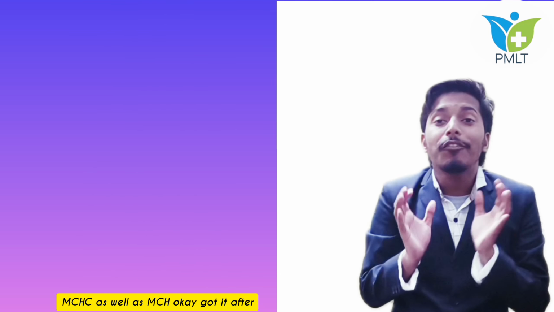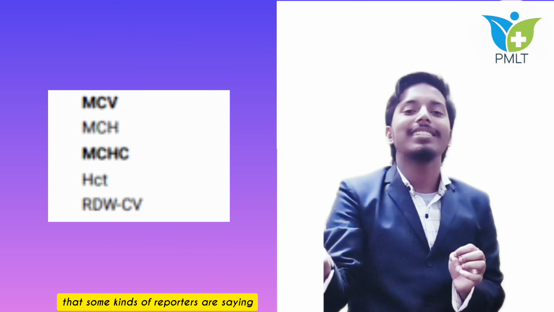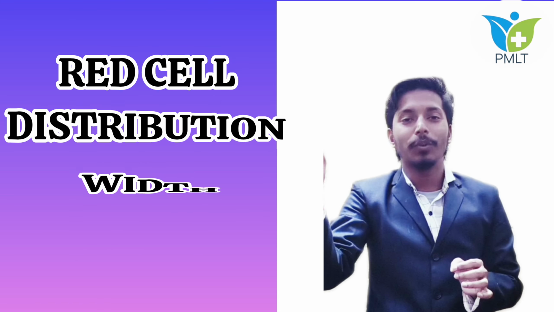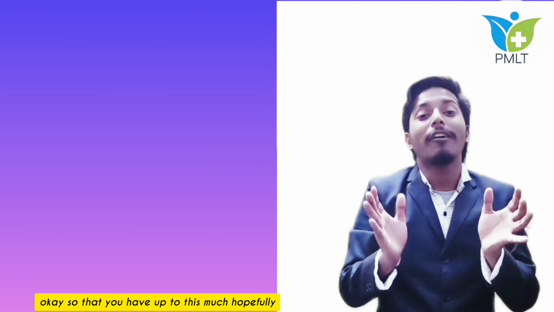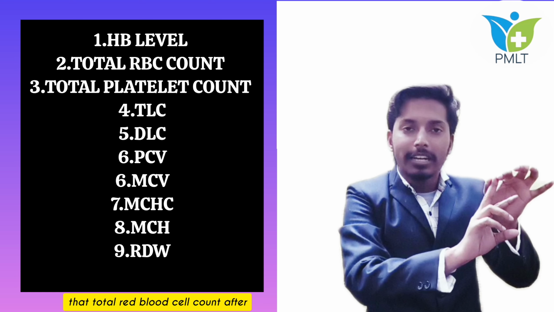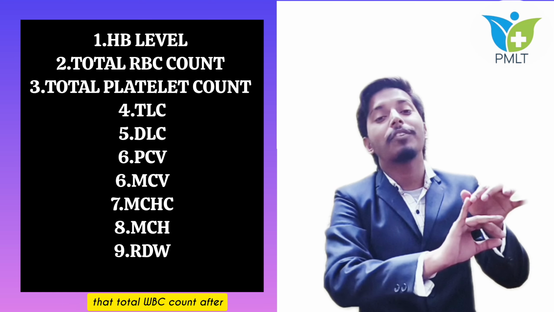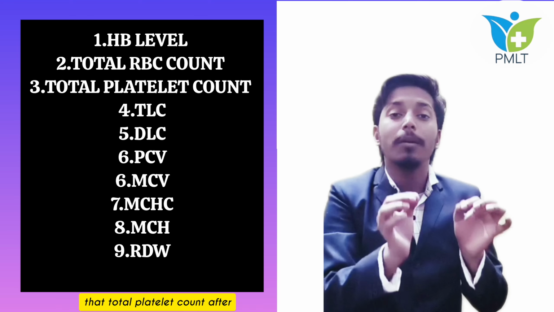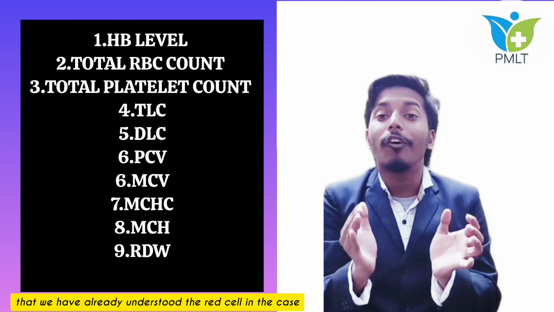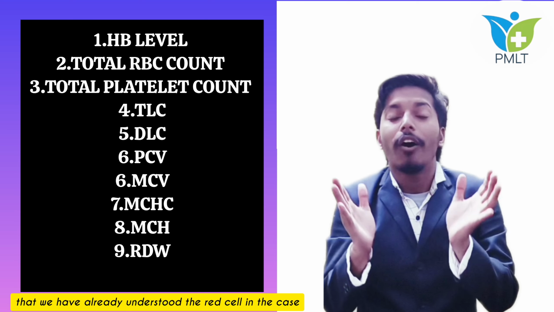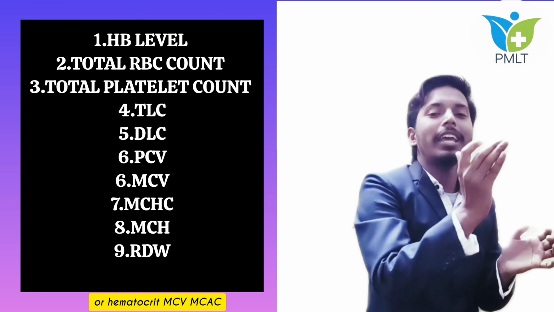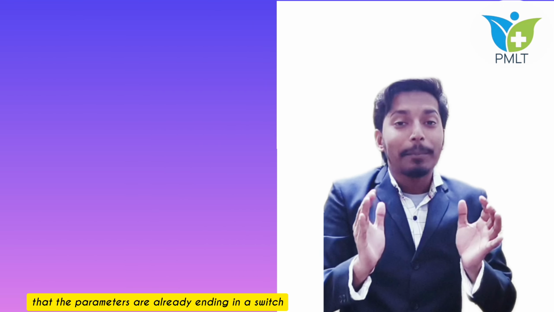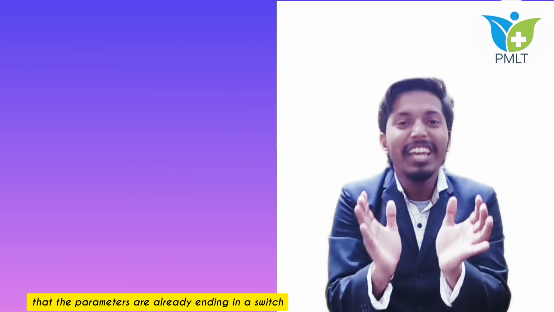Okay, got it. After that, some reports are also giving the RDW, that is called red blood cell distribution width. Hopefully you have understood up to this much. First the hemoglobin, after that total red blood cell count, after that total WBC count, after that differential leukocyte count, after that total platelet count. After that we have already understood the red cell indices: hematocrit, MCV, MCHC and MCH, and RDW. So the parameters are already ending at this stage.